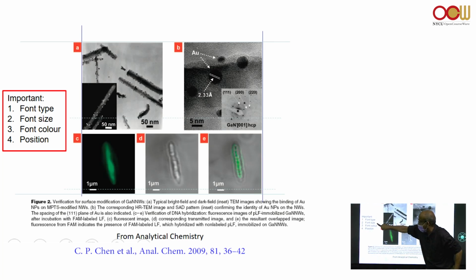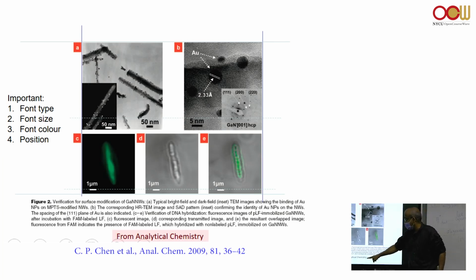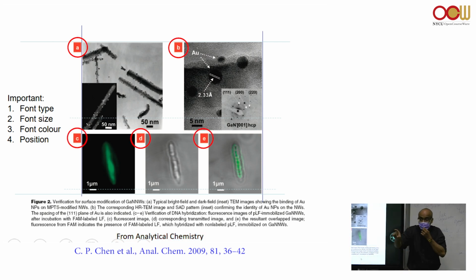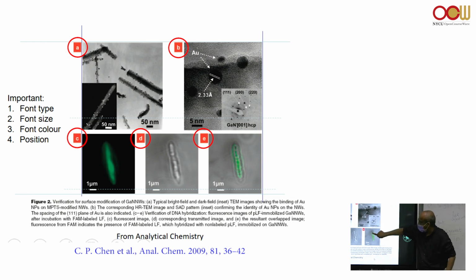Font type, font size, font color, position. This is from analytical chemistry. It is a different kind of journal. So you see the ABCDE is in a red box. It is a Nature type of journal. They put a red box and then write the ABCDE inside. And this ABCDE is always outside the figure.